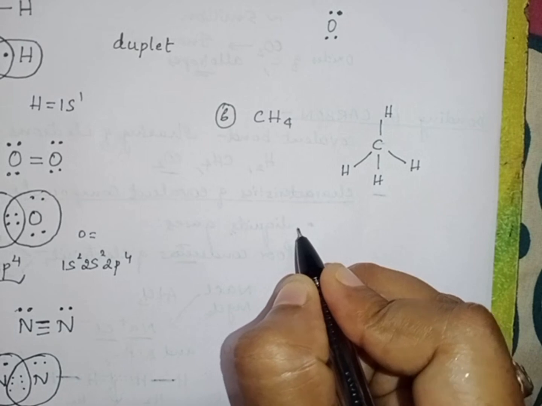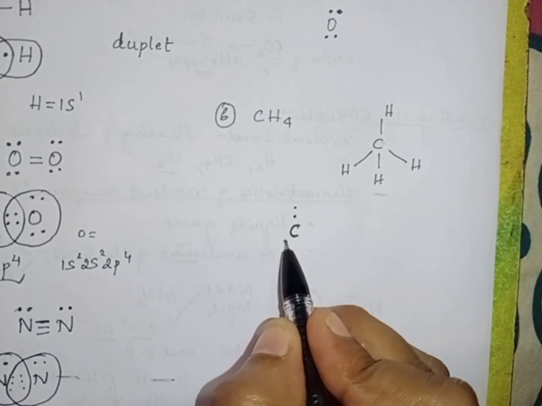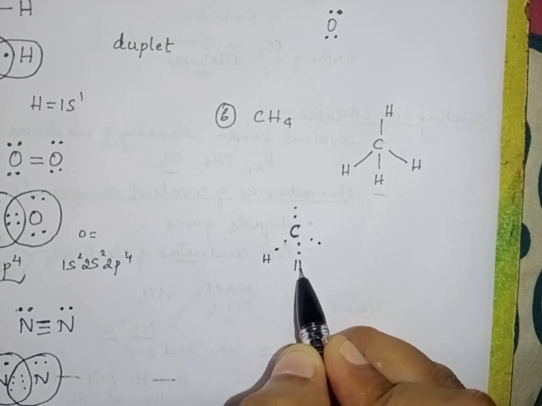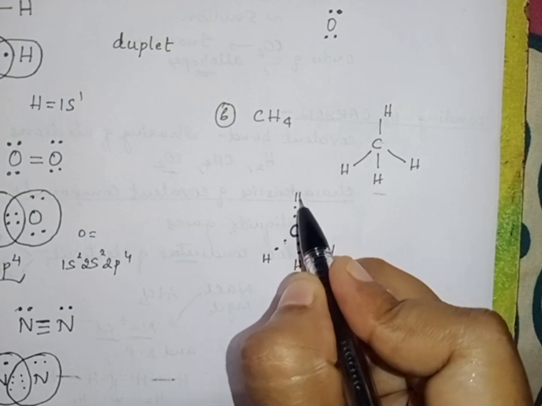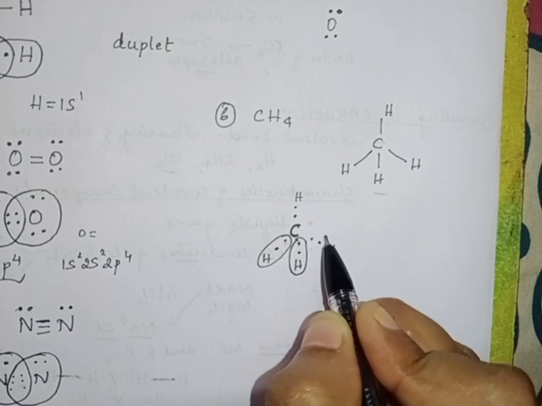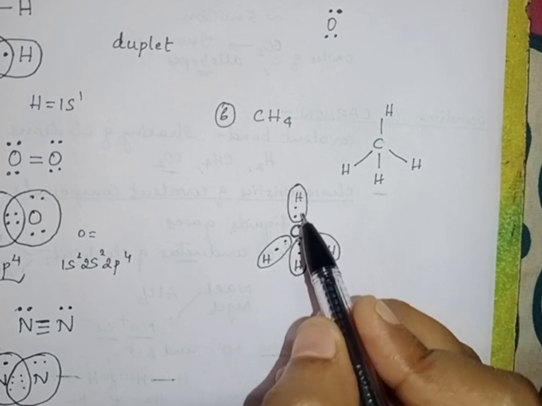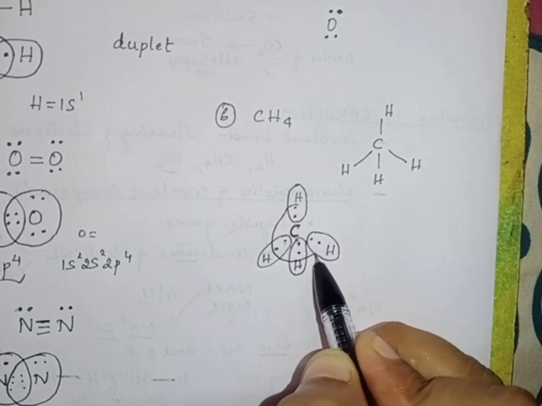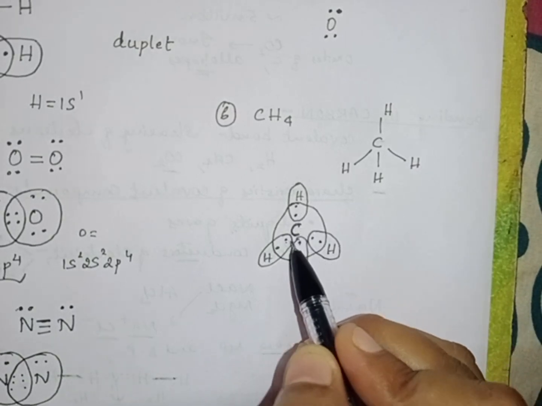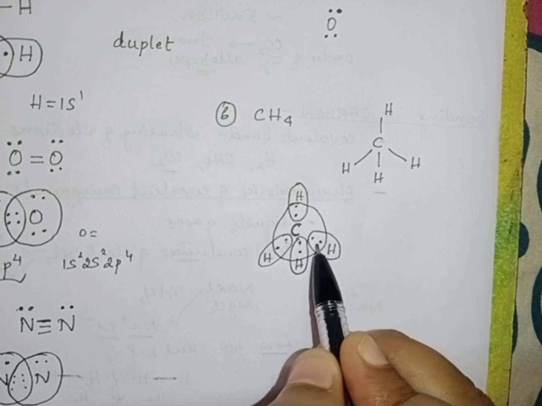How will you write the electron dot structure? Write carbon here. 1 2, 1 2, 1 2, 1 2. 4 bonds over. Write hydrogen like this. Then put a circle mark, including all the 8 electrons for the carbon. Fine. Count 1 2 3 4 5 6 7 8. But hydrogen is happy with 2 electrons. Only 2 for hydrogen. Fine.